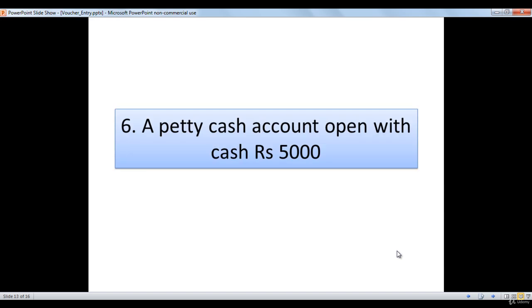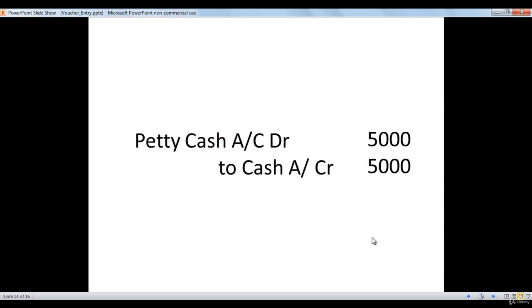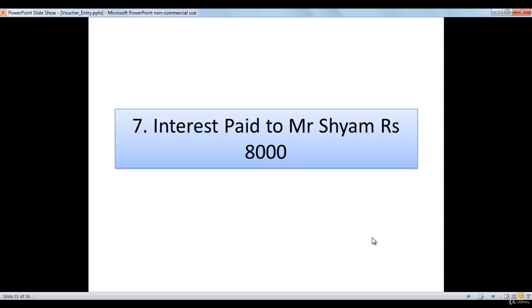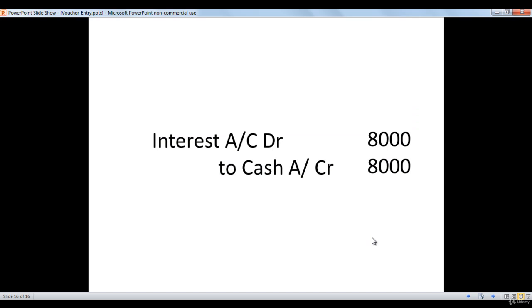Next one is a petty cash account opened with cash of rupees 5,000. Again one cash account to another cash account transaction. So petty cash account debit to cash, and what kind of voucher entry is it? It's a contra voucher. This means the shortcut is F4. Next statement is interest paid to Mr. Shyam of rupees 8,000. Now interest has been paid, so simply it's a payment voucher. That's going to be the entry, and of course F5, that's a payment voucher.